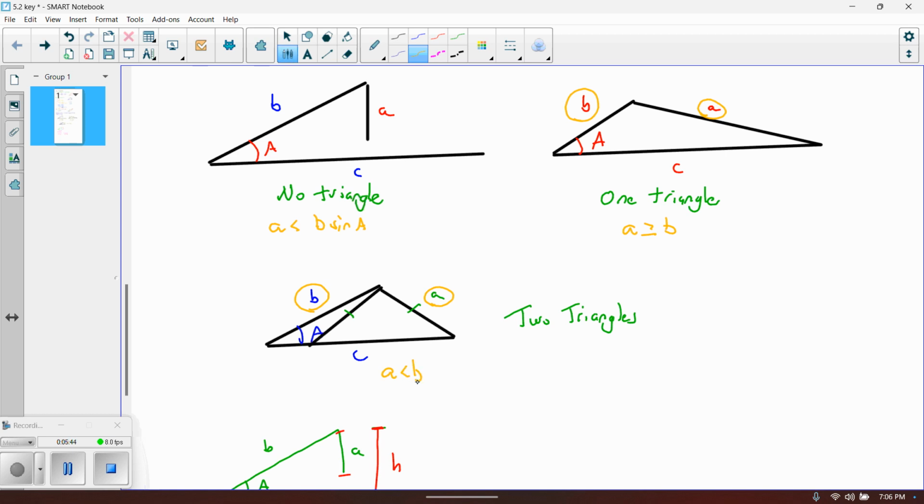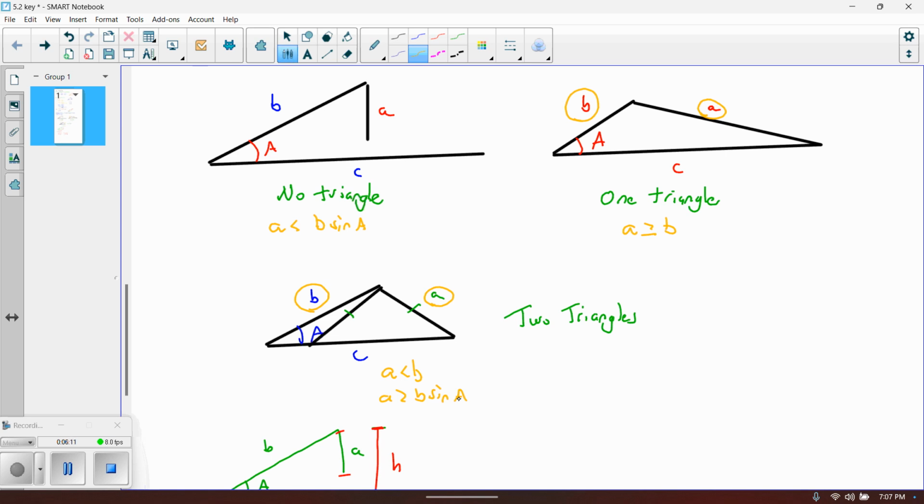So that side has to be shorter than B. But it also has to be greater than B sine of A. It has to be greater than the height, because again, if it's less than the height, there's no triangle. Doesn't matter for the rest of it. So those are your criteria. So that's the first thing that we should look for when we're going to solve any of these.